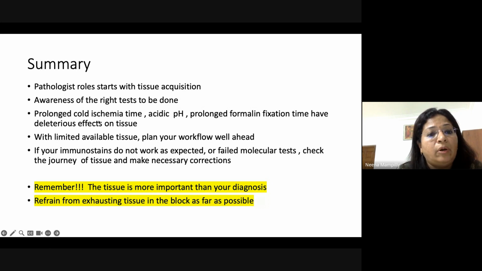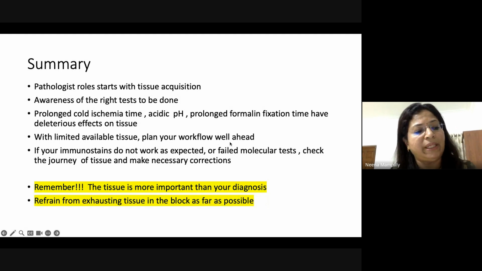Prolonged cold ischemia time, acidic pH, and prolonged formalin fixation have a deleterious effect on tissue and its nucleic acids. So we have to ensure good quality of tissue. When your tissue is limited, you need to plan your workflow well ahead.